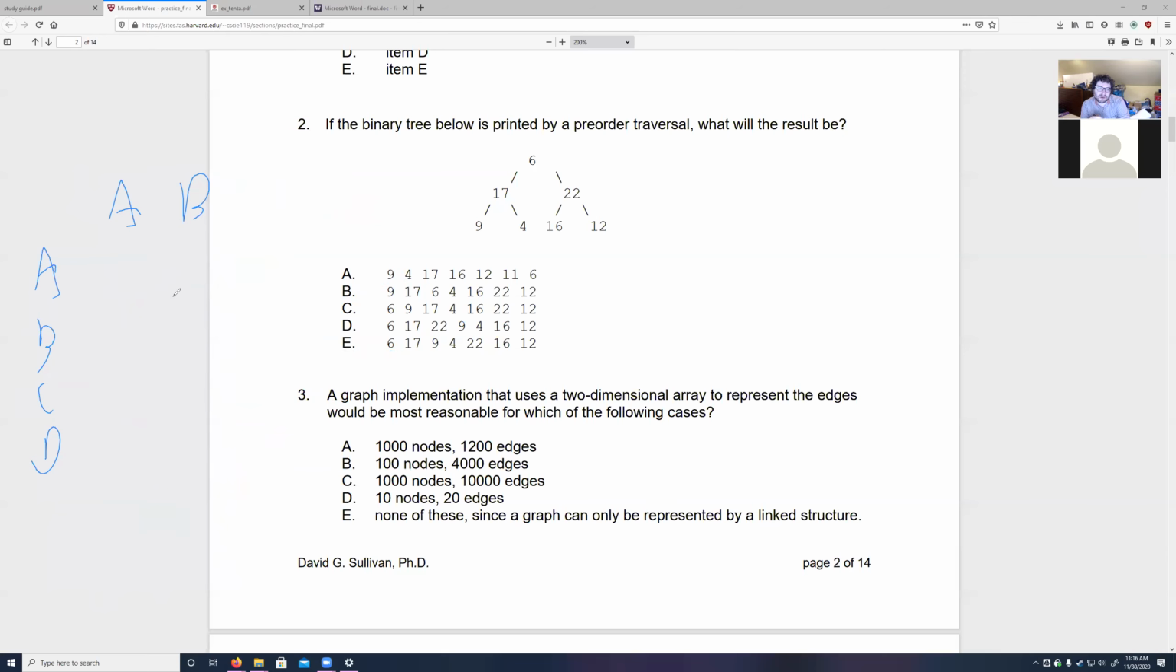Okay, so the question is, when do you want to use one type versus another? Anybody remember when we want to use one type of representation versus another? When you try to find the shortest path, I don't know. No.